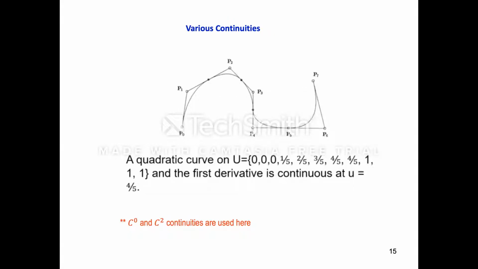Coming to the next example, this is also a quadratic curve, where the first derivative is continuous at u equal to 4/5. This example also uses C0 and C2 continuities here.